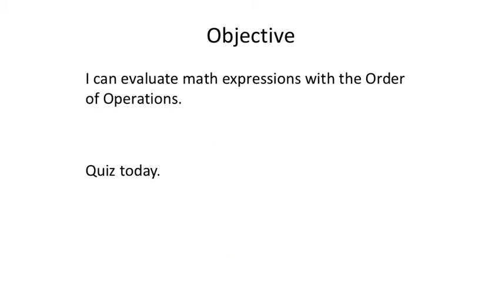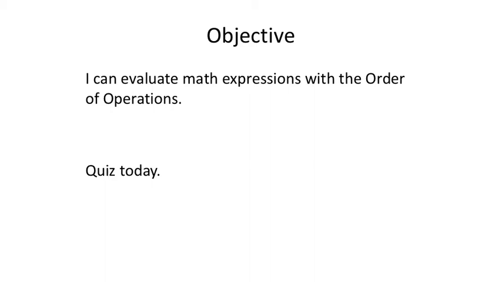Now you'll see on the classwork that it has a place for you to write the objective. That's what we're going to do right now. The objective says I can evaluate math expressions with the order of operations. So take 1 minute and copy that down. The second part there that says we have a quiz today, you don't have to write that down. But the objective you should write down.